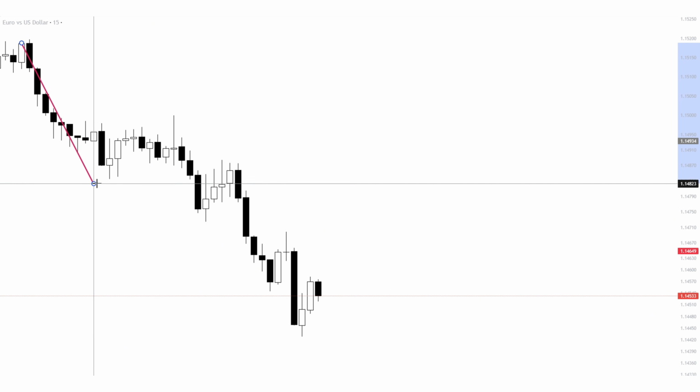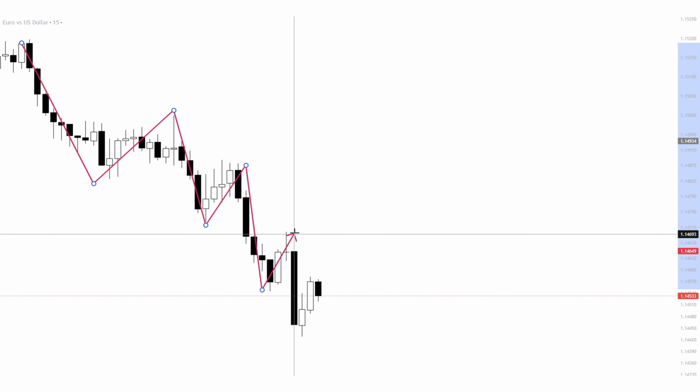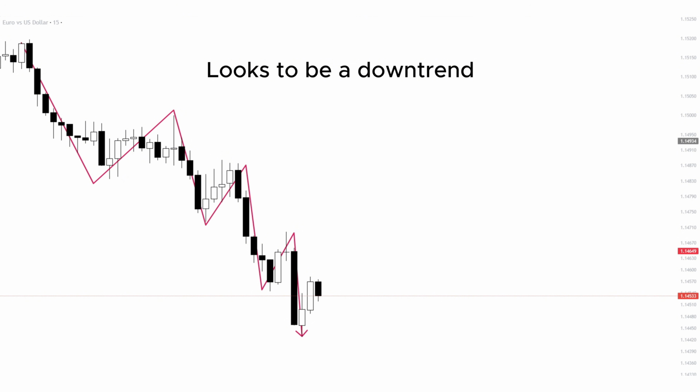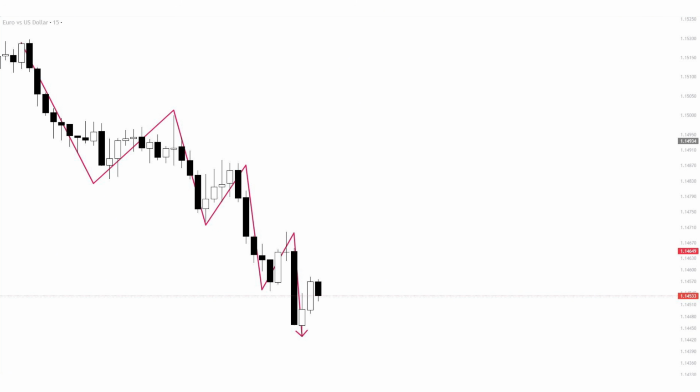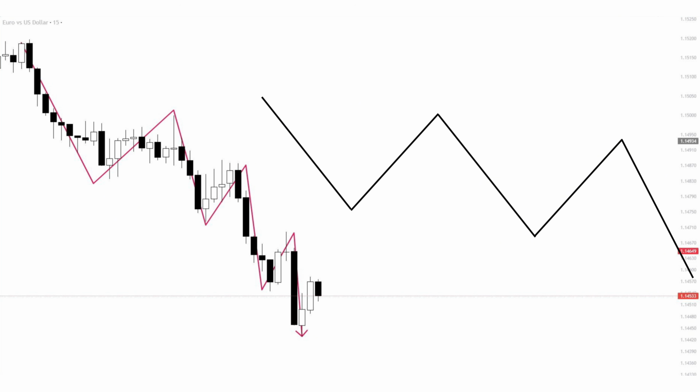I usually mark the direction of the market with the swing points. It makes it even more obvious that in this specific case we had a downtrend. But what actually matters the most is knowing what even is a downtrend. To be more specific, the structural fundamentals of the downtrend. The downtrend is simply just a market where the push to the downside is larger than the push to the upside. The downtrend is basically that movement repeated over and over again, exactly like we see on the chart.